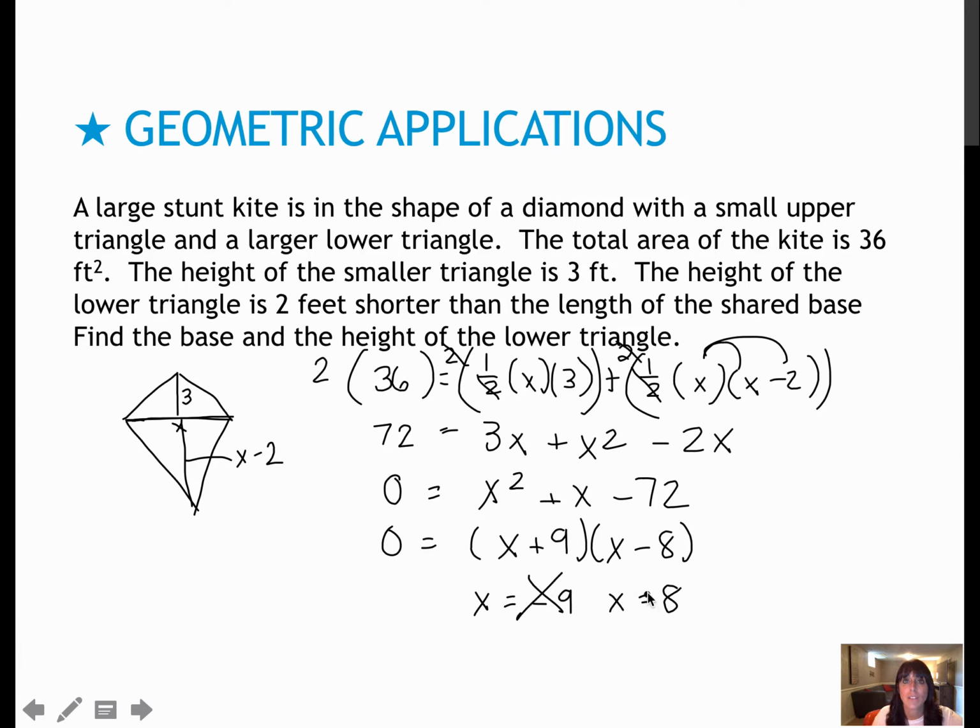Of course, negative 9 does not make sense. I'm trying to find the base and the height of the lower triangle. So the base of the lower triangle is 8 feet, because that's the value of x. The height of the lower triangle is x minus 2, or 8 minus 2, which is 6 feet.